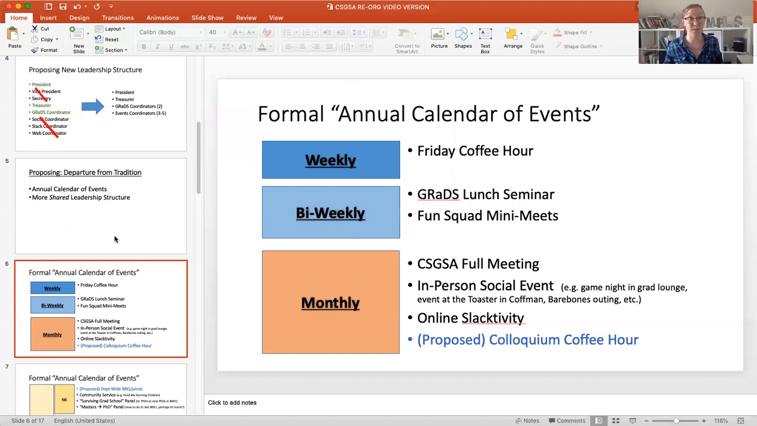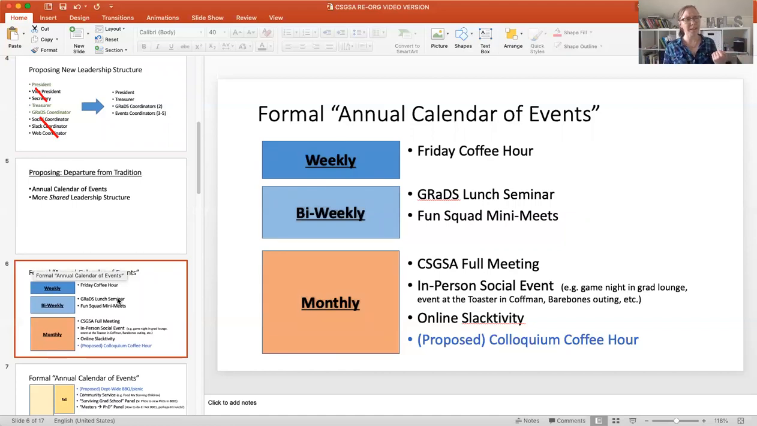And this is a nice opportunity to just casually socialize with each other and make friends, talk about our work and what we're doing. Bi-weekly, we have the grad seminars I mentioned before. And I'll talk more about what these Fun Squad quote unquote mini meets are a little bit later in this presentation. We're proposing that monthly we have the CSGSA meeting occur at a regular time on a monthly basis.